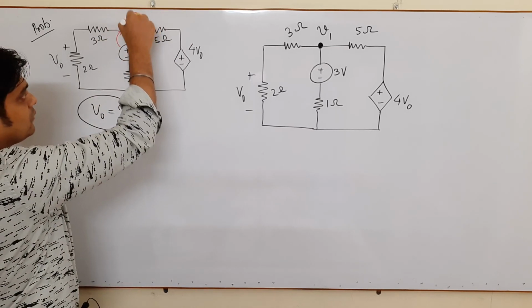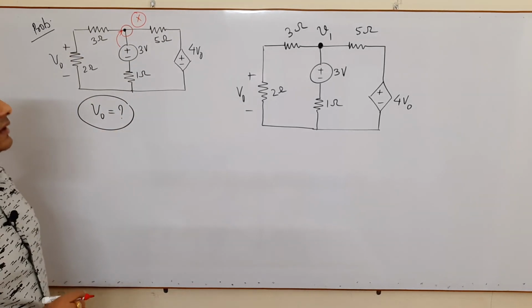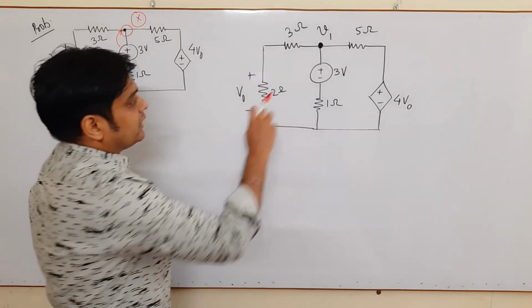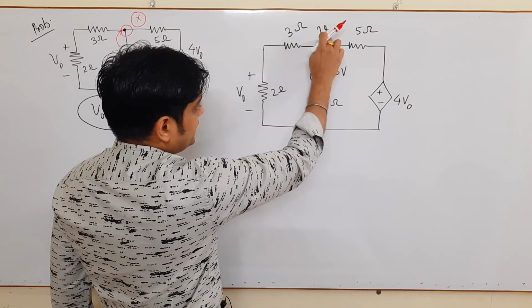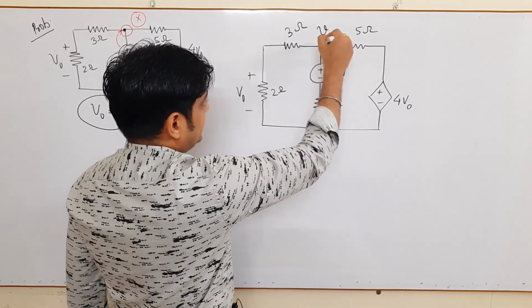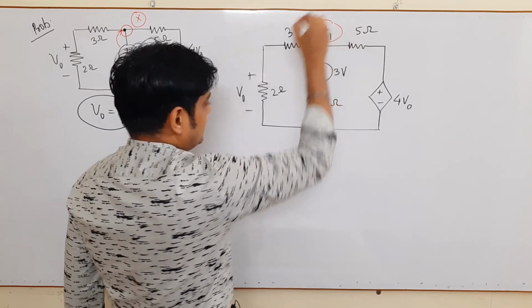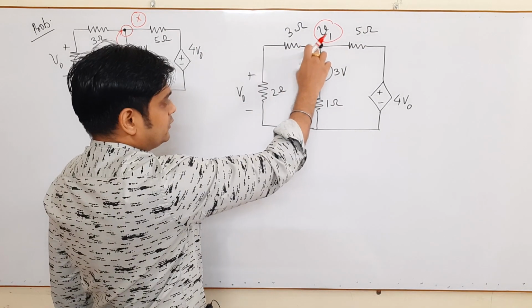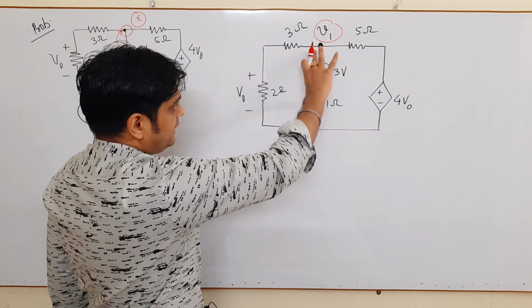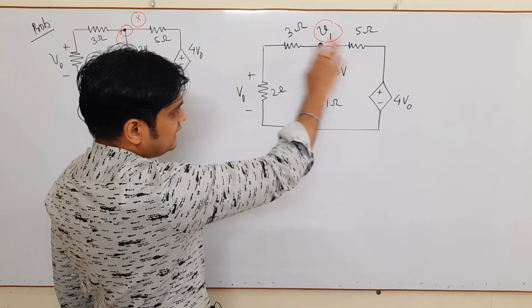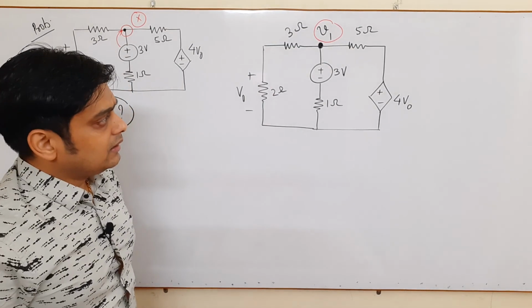Please keep a note of this. This 3 volt is not appearing on this node. Okay, so you cannot say this 3 volt is the voltage at this node. So now how will you find it? Yes, I consider that there is some voltage, and we say that voltage is V1. So V1 is the voltage at this node, and if you find the value of V1 with the help of V0, one can solve this network.